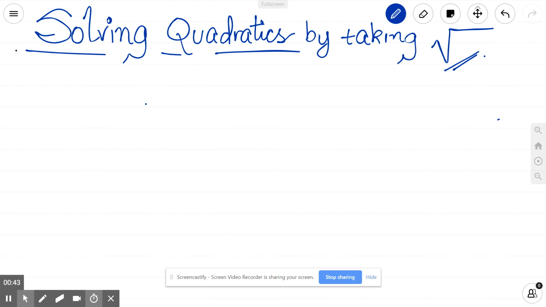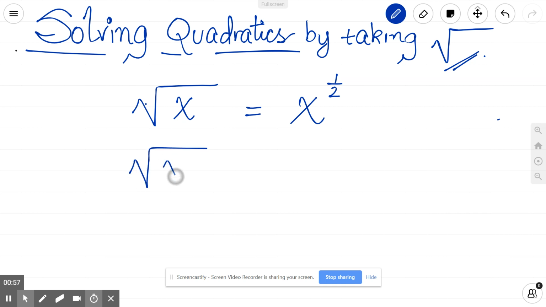So basically, if you have a square root of x, it means the same thing as x to the power of 1 by 2. That is basically what you really need to understand. And square and square root are each other's opposite. Why they are each other's opposite, I hope it becomes clear to you after this.